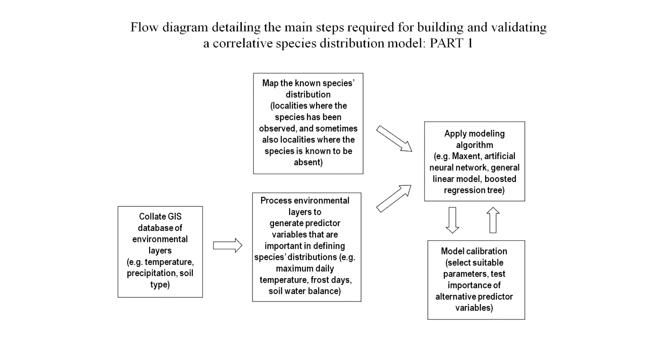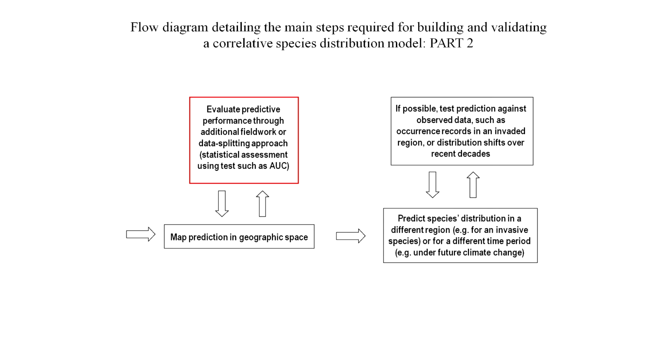We then talked about the algorithm, the actual model that you're going to apply, Maxent or artificial neural networks or generalized linear models. We talked a little bit about, for each of those models, you're going to try and calibrate the model or parameterize it as best you can. And then we talked about mapping that prediction back from environmental space into geographic space. So we plot a map that shows the localities of environments that are similar to where you've already observed the species.